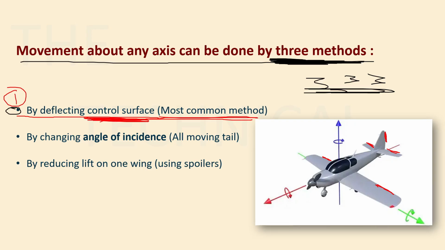Apart from control surface, we have a second method too, which is by changing the angle of incidence. We'll see what and how it works. And the third method is what? By reducing the lift on one wing using spoilers. So this is the third method. We'll go in detail of one by one. So firstly, we have what? By deflecting control surface, which is the most common method.